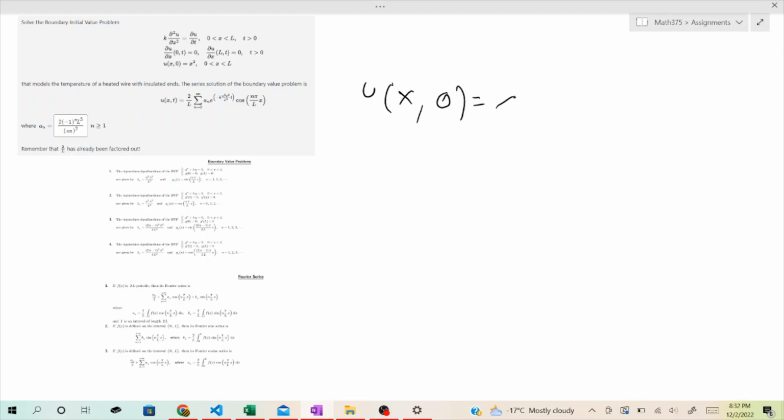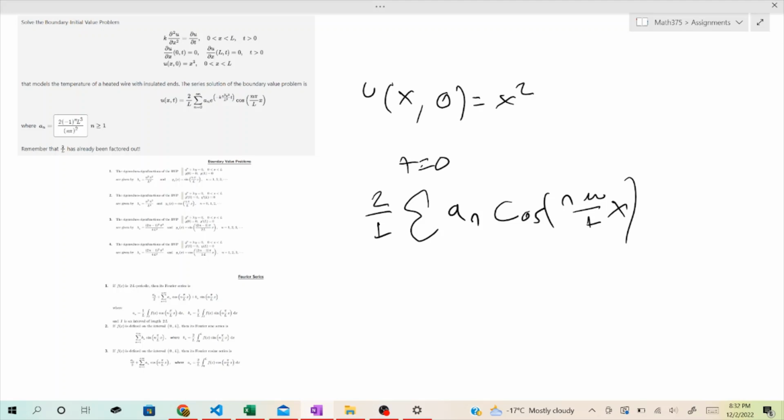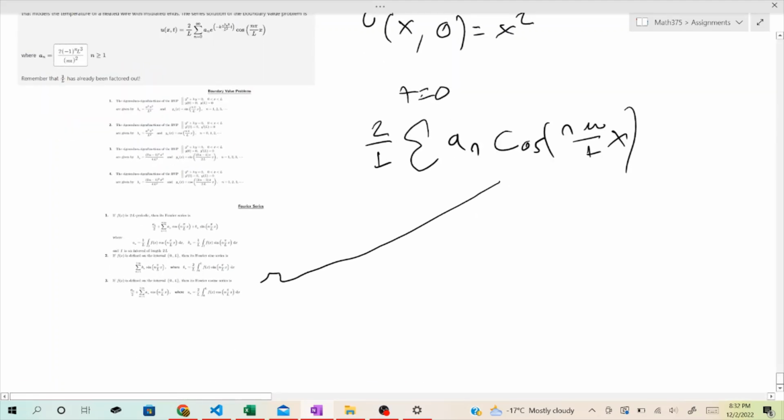u(x,0) equals x squared. Because of that, we know that t is equal to 0, so we can sub it into this equation here. When doing that, this exponential function just becomes 1. So we can rewrite this as 2/L sum a_n cosine n pi over L x. This is the same thing as this Fourier cosine series.